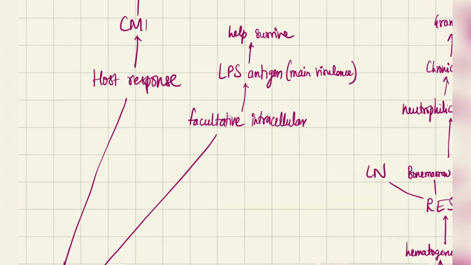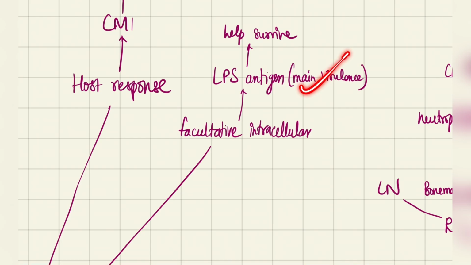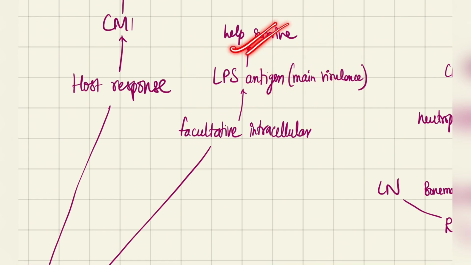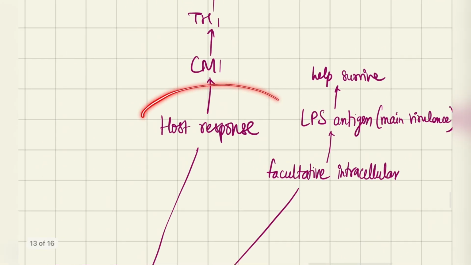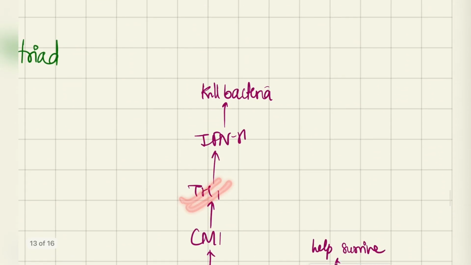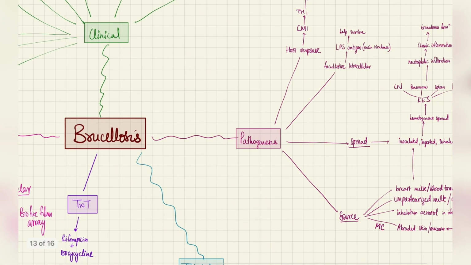Coming next, this organism is a facultative intracellular organism whose main virulence factor is its LPS antigen, the lipopolysaccharide antigen in its cell wall, which helps it survive. This LPS antigen, if you want to remember, has two types, M antigen and A antigen, although this is not very important, but this is the main virulence factor. Coming to how the man will respond, the host response is triggering of cell-mediated immunity, which leads to a Th1 response, leading to IFN gamma release, which finally kills the bacteria. So this is the overall pathogenesis.